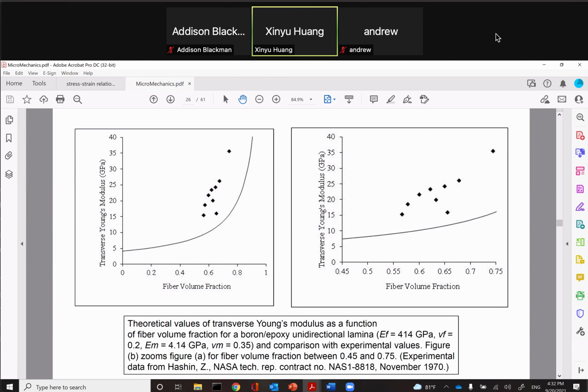Now you may ask, why not use the other model? You can try the other model. The Reuss model is actually closer to the prediction. The other model way over predicts. So for transverse, probably the Reuss model is closer. You can add a void model. One of them is way higher.